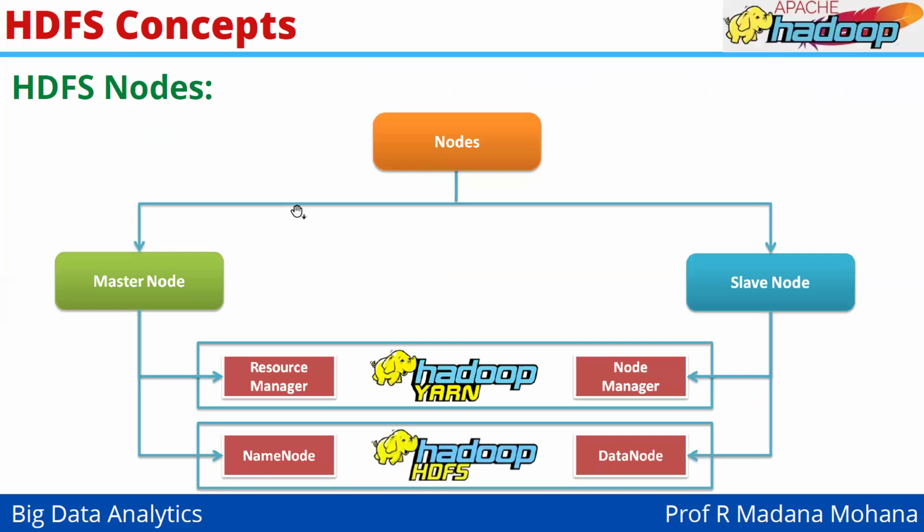This we have already seen in our previous lecture. Nodes, majorly with respect to master node and slave node, we have name node and data node. In between, HDFS is there. Then resource manager, node manager, and YARN are there, which handle the interaction among all nodes presented in the HDFS architecture.